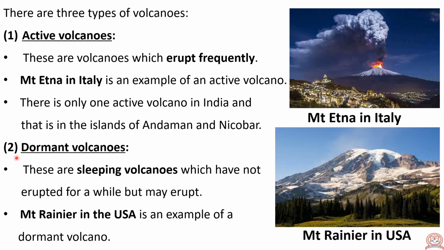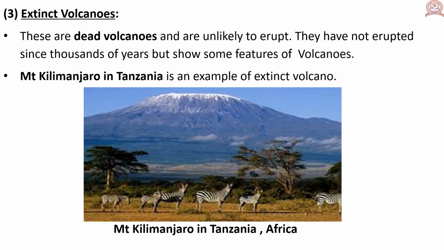Second one is dormant volcanoes. These are sleeping volcanoes which have not erupted for a while but may erupt. Mount Rainier in the USA is an example of a dormant volcano.